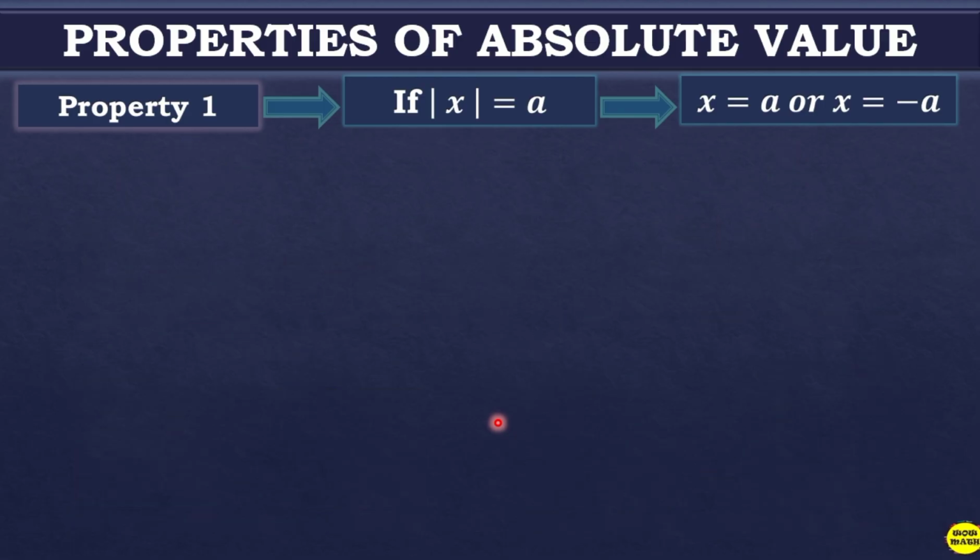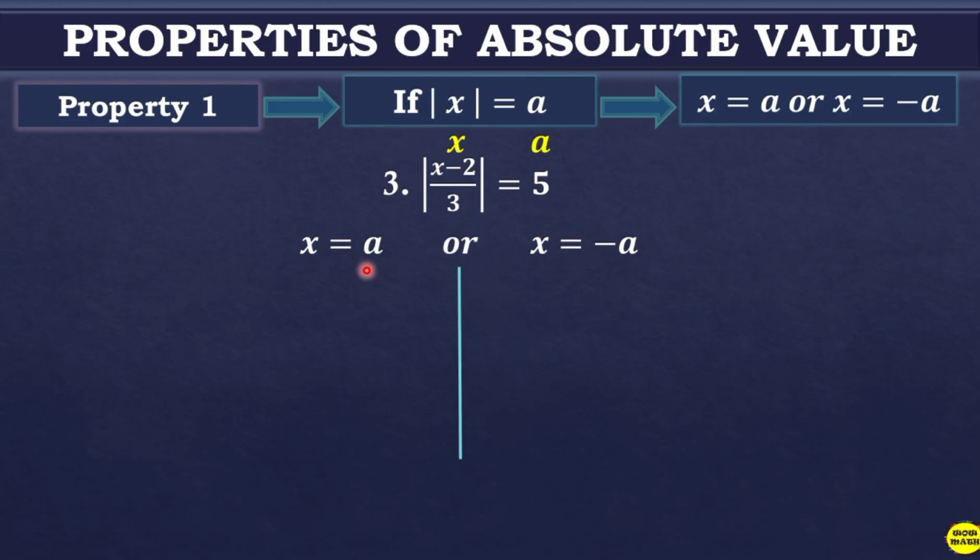Okay, let's have another. So, paano kapag binigyan ka ng fraction? Okay? So, same process. Follow mo lang tong property. So, this is your x, this is your a. So, lahat ng nasa loob ng absolute value, yun ang x mo. Yun ang representation ng x. So, solve natin siya. X is equal to a, x is equal to negative a.